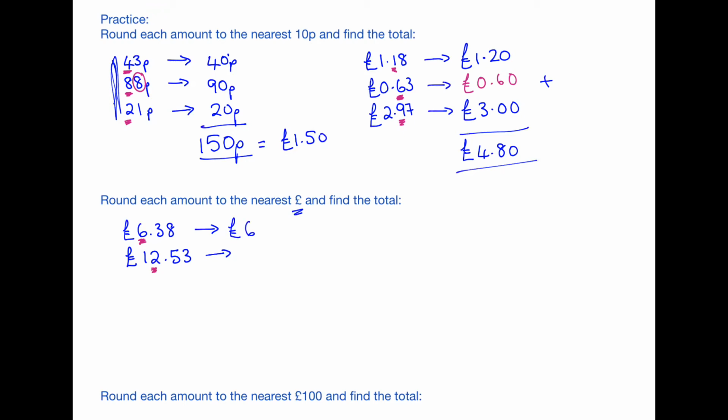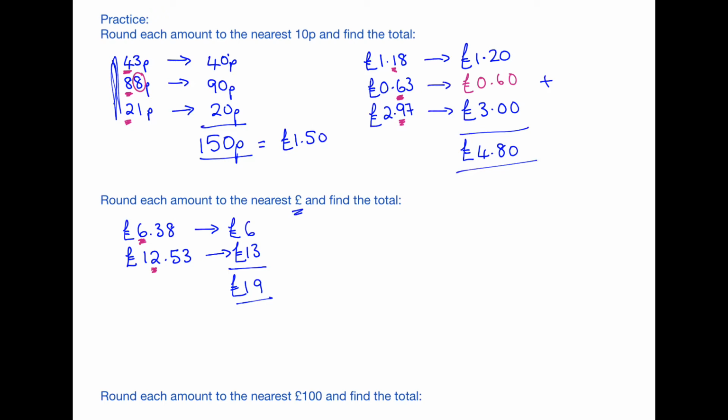So when we round £6.38 to the nearest pound, that's going to give us £6. Okay, and the £12.53, when we round that to the nearest pound, remember we're looking at the 2, and it's the 5 that tells us whether we leave the 2 as it is or we move it up to a 3. And because 5 was in the right hand list there, we move the 2 up to a 3, giving us £13. £6 and £13 is £19.